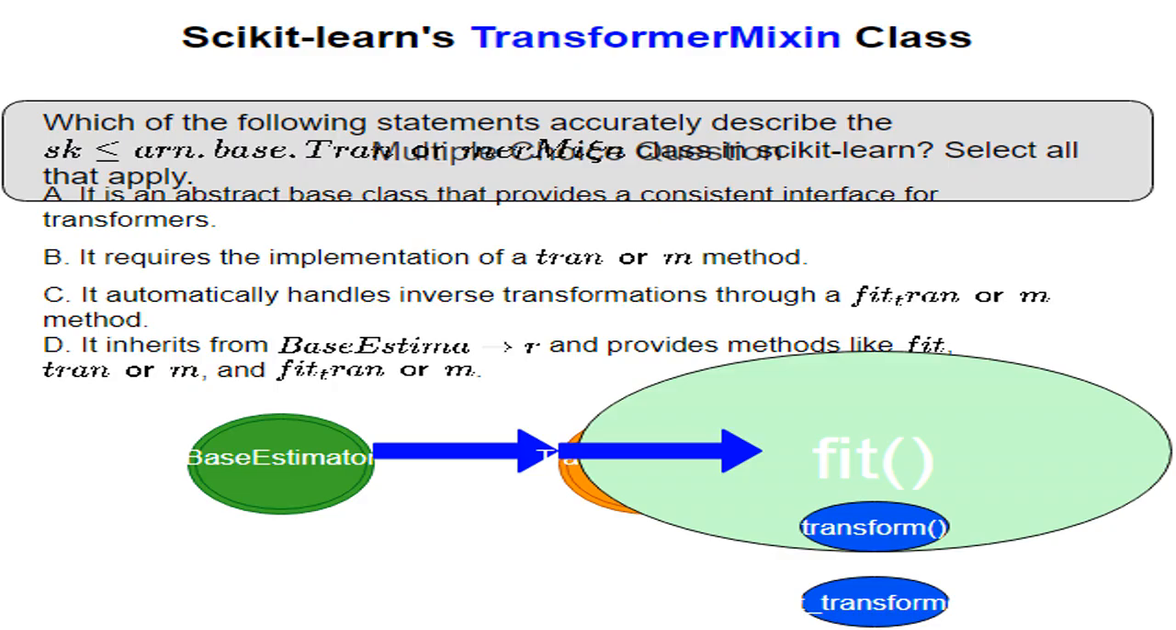In scikit-learn, the "fit" method is where your model learns from the data. Think of it as the model's learning phase. It analyzes the input data and figures out important patterns and relationships. The "TransformerMixin" inherits "fit" from "base estimator", which gives it this capability to learn.